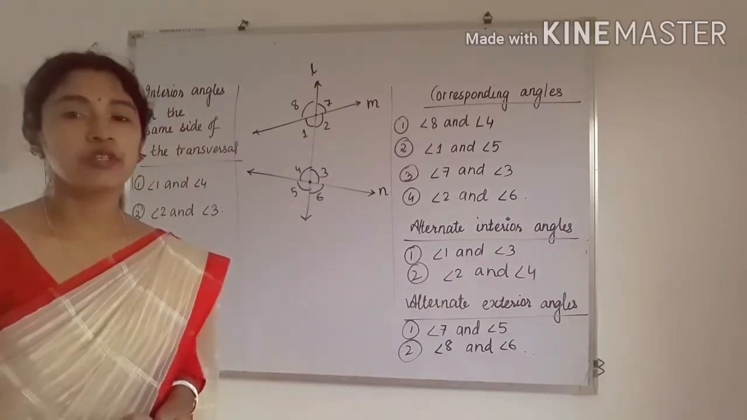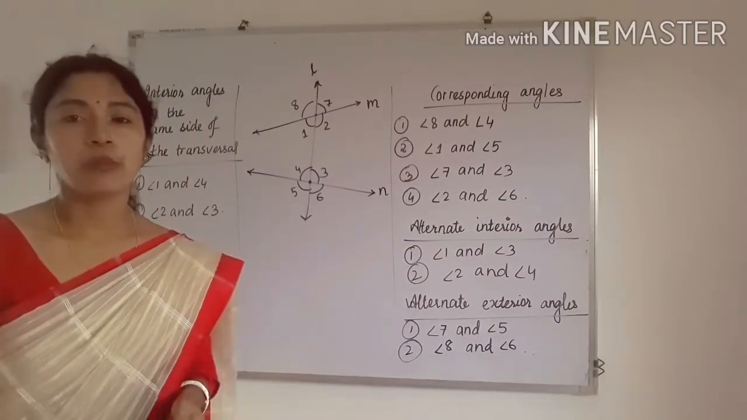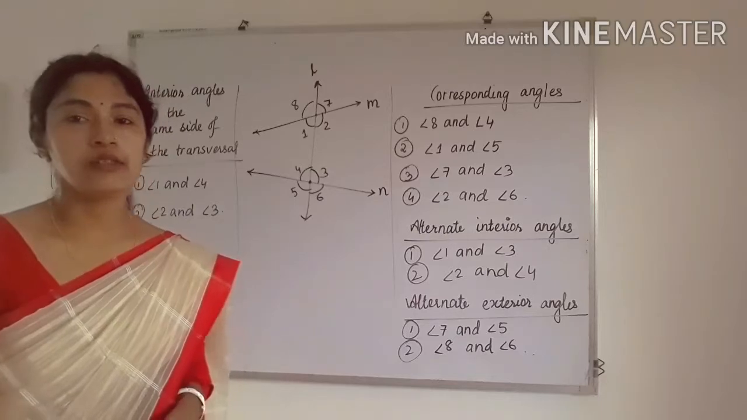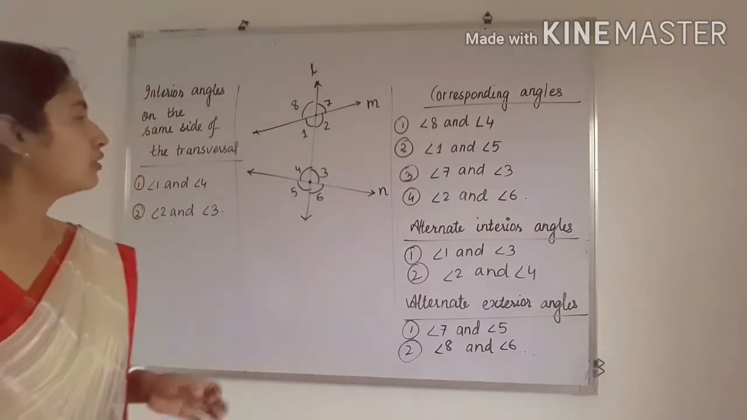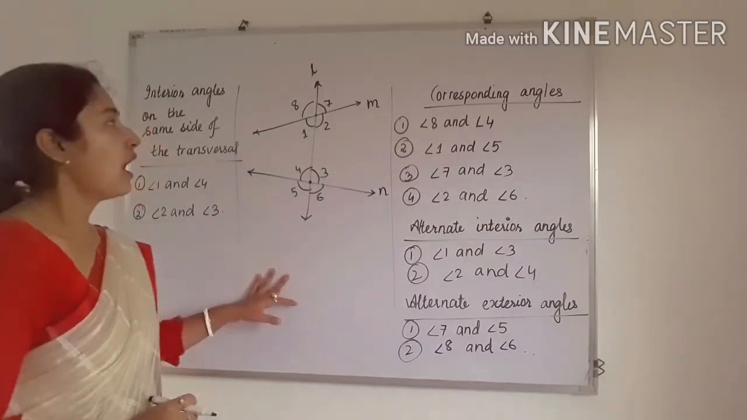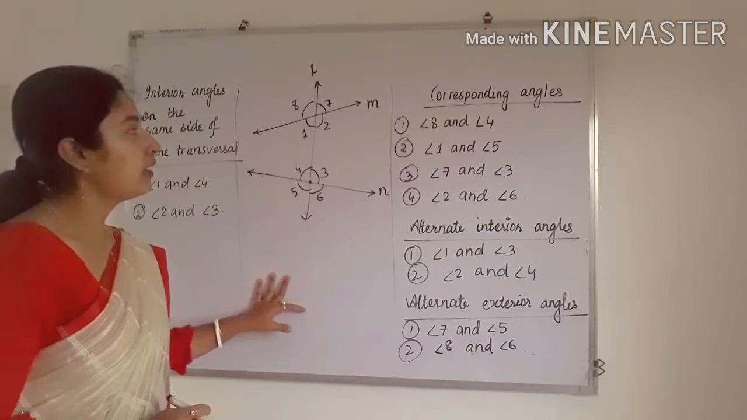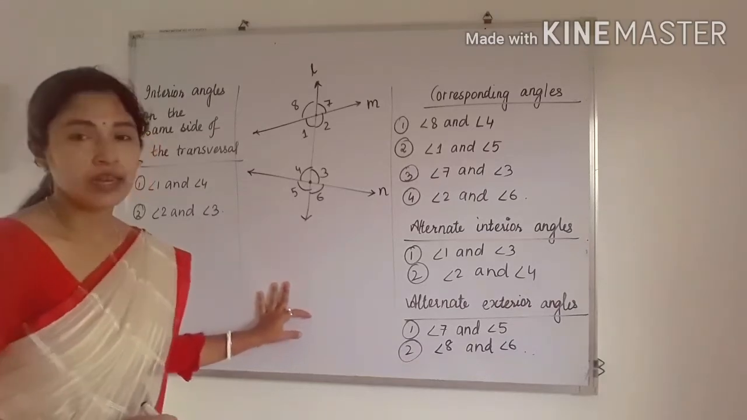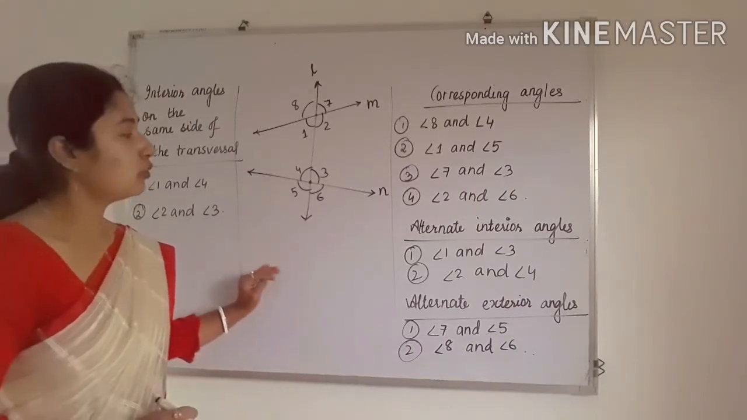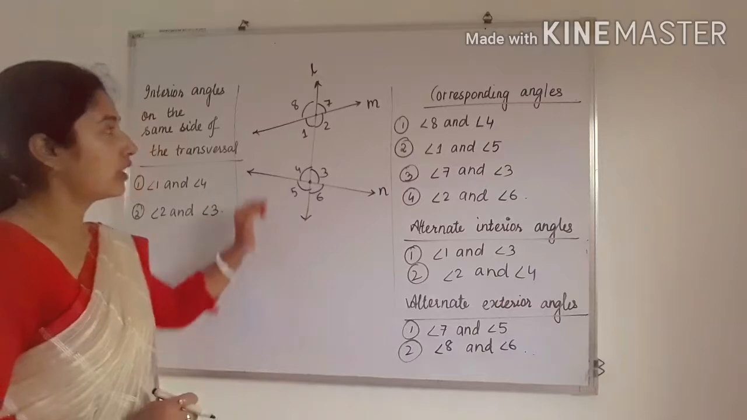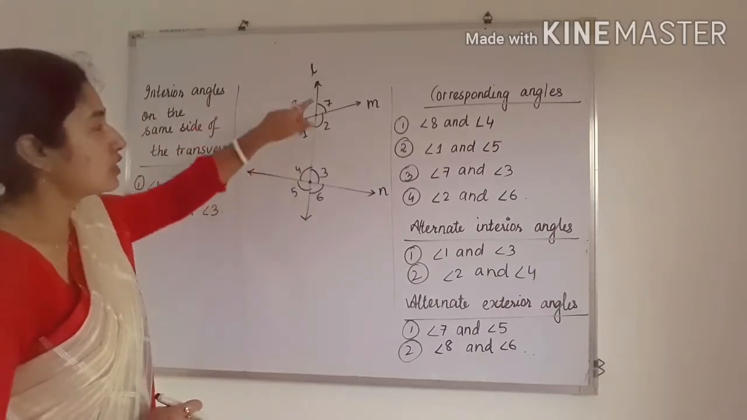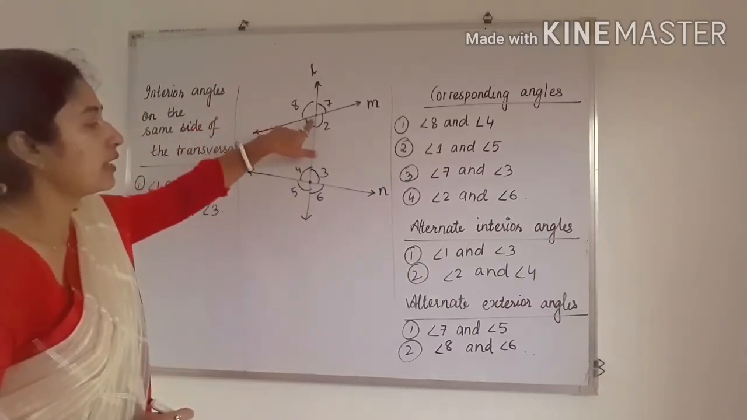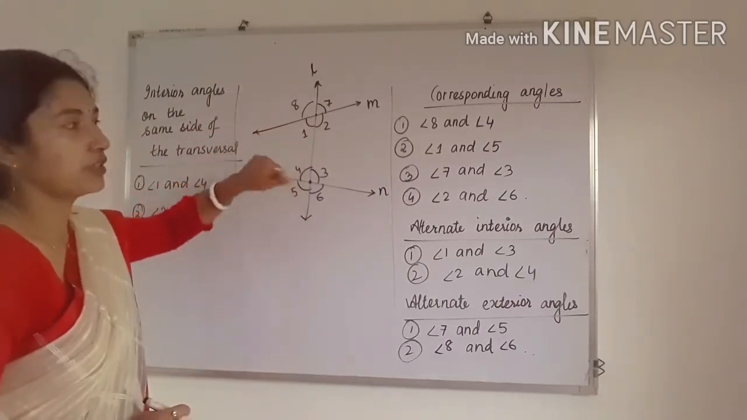So today I am going to discuss the next topic of this chapter, lines and angles. See, I have drawn two lines M and N, and another line L is intersecting the lines M and N at two different points. Okay, this is the line L which intersects lines M and N at two different points.